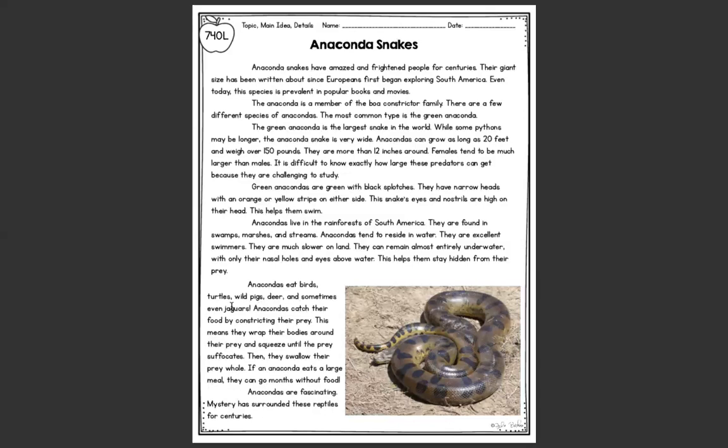Anacondas eat birds, turtles, wild pigs, deer, and sometimes even jaguars. Just by looking at that one sentence alone, I can already tell that this is another interesting fact that makes anacondas unique. So it continues, anacondas catch their food by constricting their prey. This means they wrap their bodies until the prey suffocates, and then they swallow the prey whole. And if an anaconda eats a large meal, they can go months without food. So this is another unique, interesting fact that we learned about anacondas.